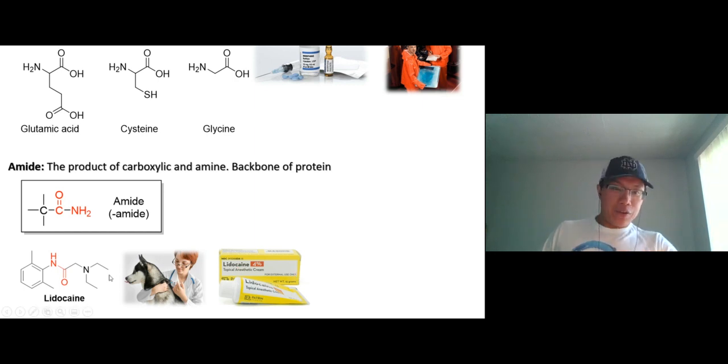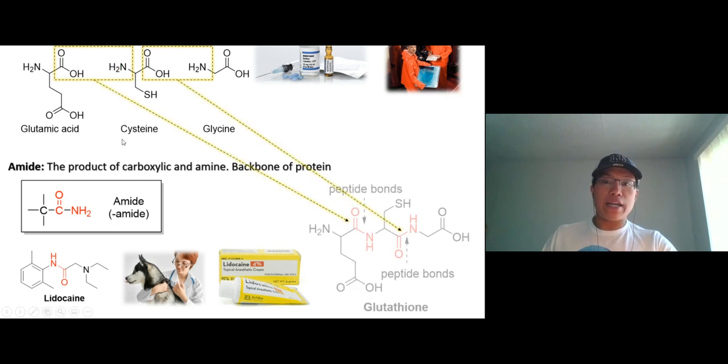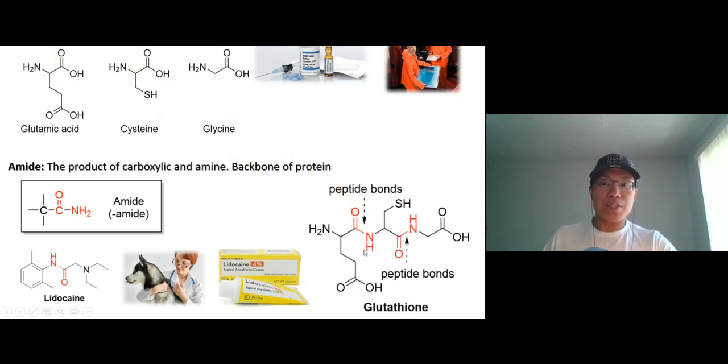Never mind. So lidocaine, you have heard of procaine, those things. They have a C double bond O and N in it. Now I want you to take a look right here. If I combine these three amino acids together, C double bond OH, and we have amine, fuse them together, you actually get an amide. We call it a peptide bond in a protein. So those are all amide.